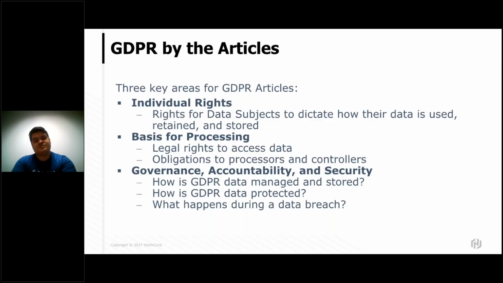Basis for processing is also a series of articles within GDPR that really focus on whether the processor has access to the data for a legitimate reason. That's really important because GDPR really focuses on privacy. And so processors should in no way have access to data that they're not actively using. As a consequence of that, this whole area is really about the processor requirements for GDPR.